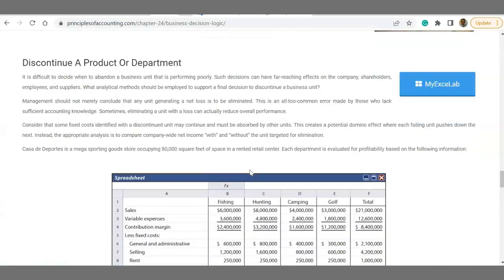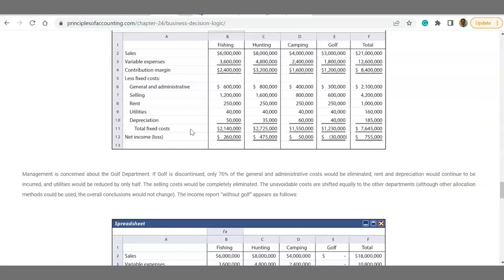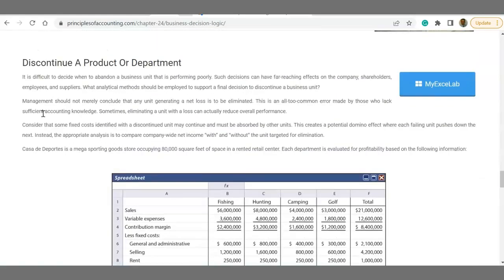We got that. The other thing is discontinuing a product or department. So here is a scenario that we have to look at. Let's read a little bit first. It is difficult to decide when to abandon a business unit or division that is performing poorly. Such decisions can have far-reaching effects on the company, shareholders, employees, suppliers, and vendors. What analytical method should we employ to support a final decision?